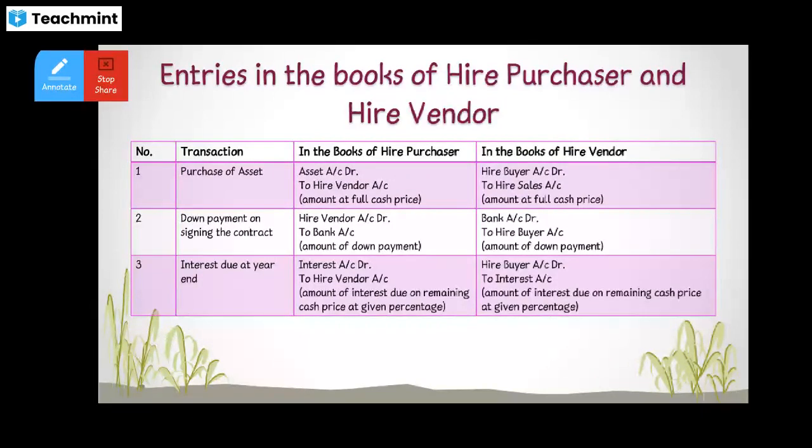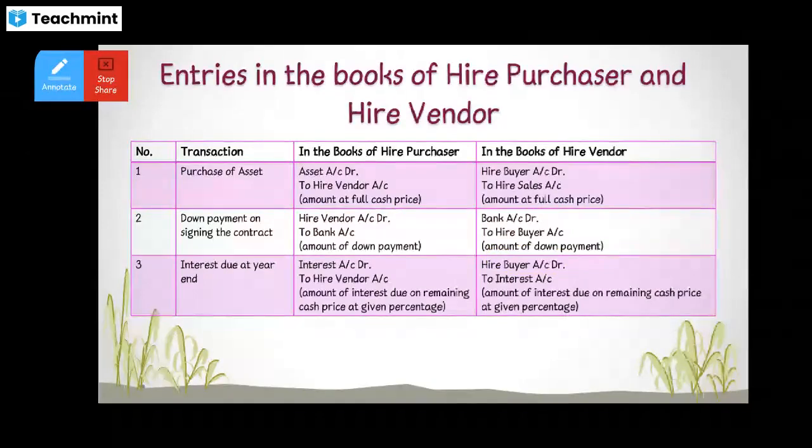Now in the books of hire vendor, you will pass the entry like that, because interest is what? Here it is income for that hire vendor, right? And who is paying this interest? Hire buyer is going to pay the interest. The amount is due from him, so his account is debited and interest account is credited.